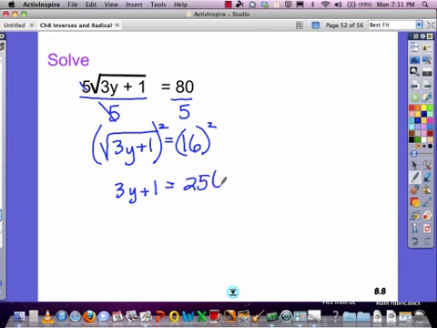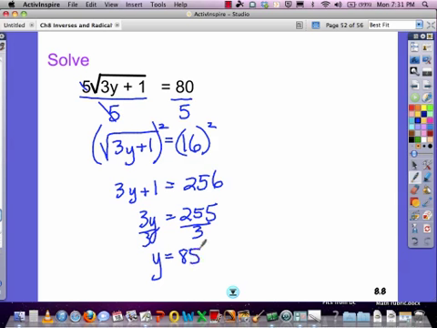And now to finish, all we need to do is get y by itself. We'd move the 1 over. 3y equals 255 by subtracting 1, and divide by 3 to finish our work. And when you divide by 3 on both sides, y equals 85.